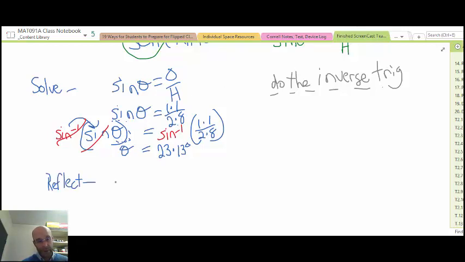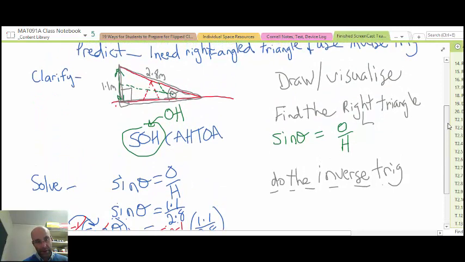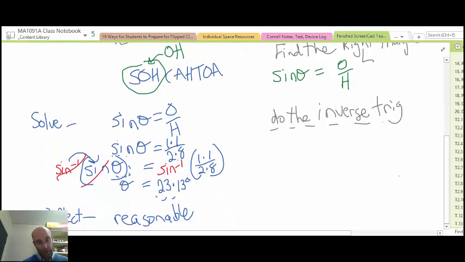Now let's reflect. Does the answer make sense? Does it seem reasonable? 23.13 degrees does seem reasonable. If we look at the size of the angle from the rough sketch, the sketch is not to scale, but it's not too far off either. That angle is not 45, it's nowhere near that, it's about half of that, and 23.13 is roughly half of 45, so yeah, that seems reasonable, and we've got the angle to 2 decimal places, so the answer seems right. Time to do some inverse trig.